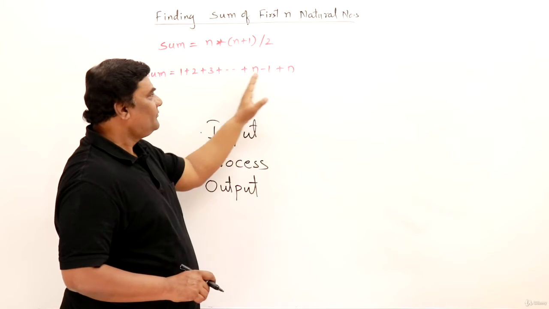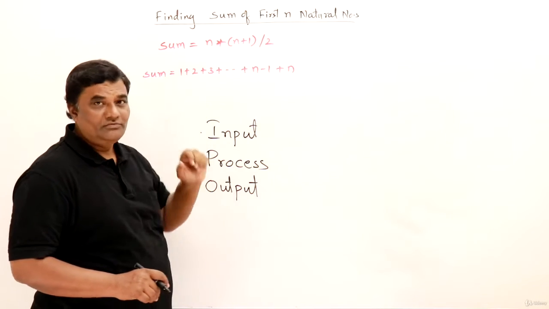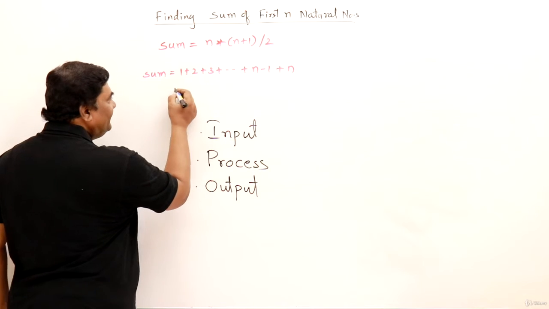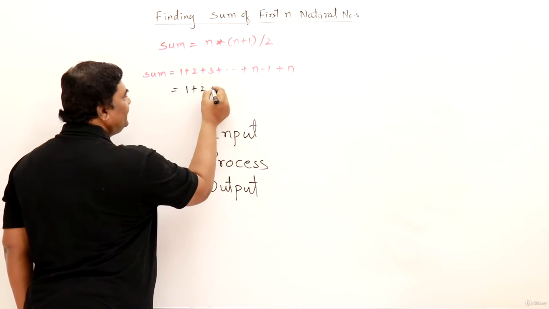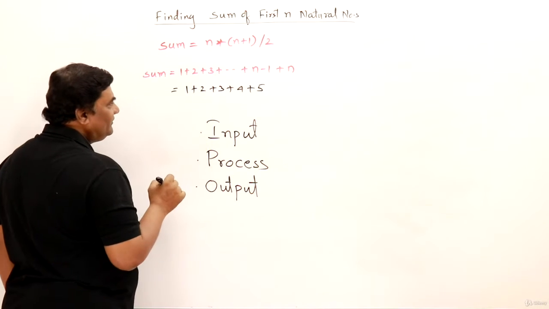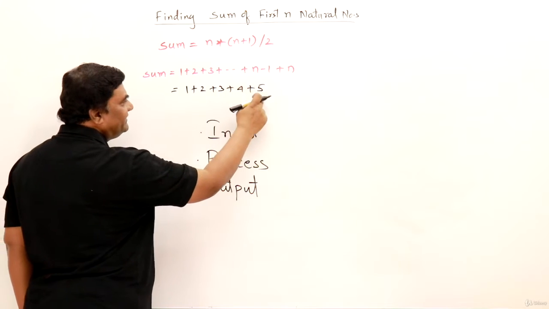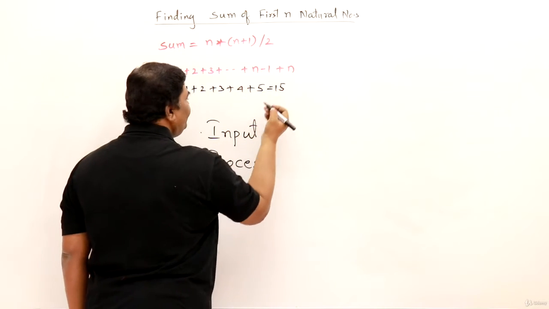If you want to find the sum of all these numbers, the formula is n into n plus 1 by 2. For example, if I want to find 1 plus 2 plus 3 plus 4 plus 5, up to 5, how much is it? 3 plus 3 is 6, then 10, then 15. So this is coming to 15.